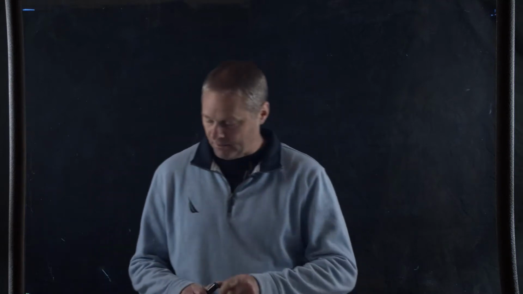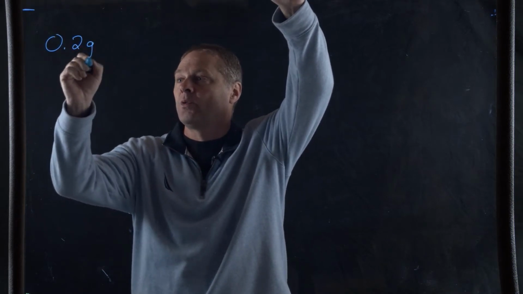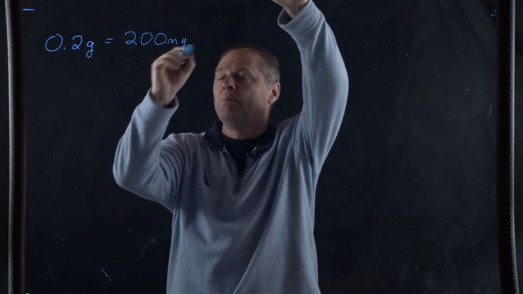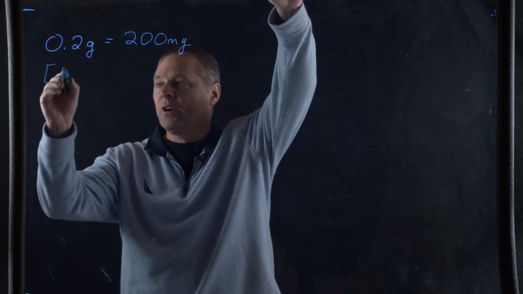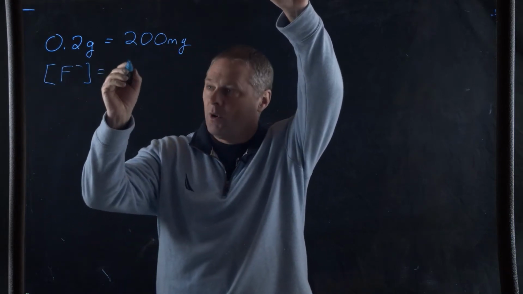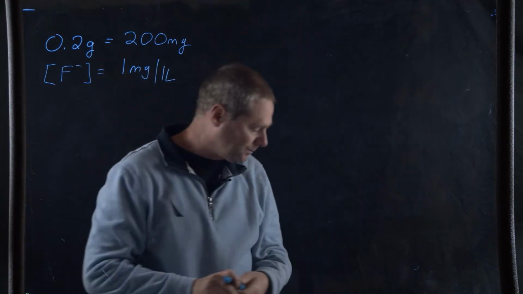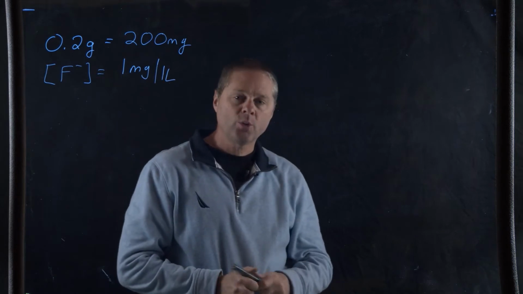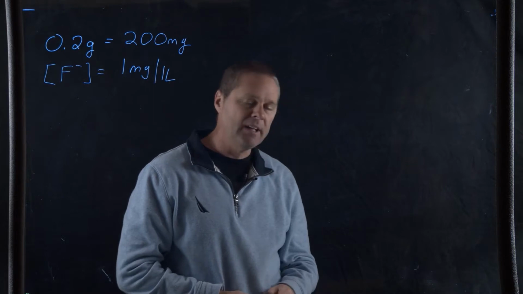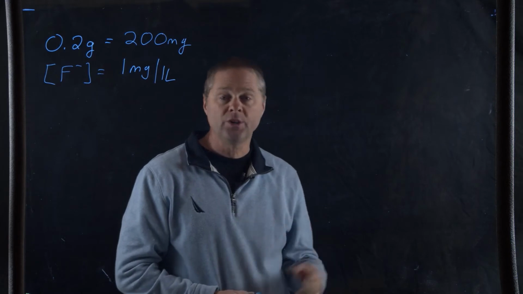Now, the toxic level is 0.2 grams, which is equal to 200 milligrams, all right? And the concentration of the fluoride is 1 milligram per 1 liter of water. The first question asks, how many liters of fluorinated drinking water would a 70 kilogram person have to consume in one day to reach the toxic level?